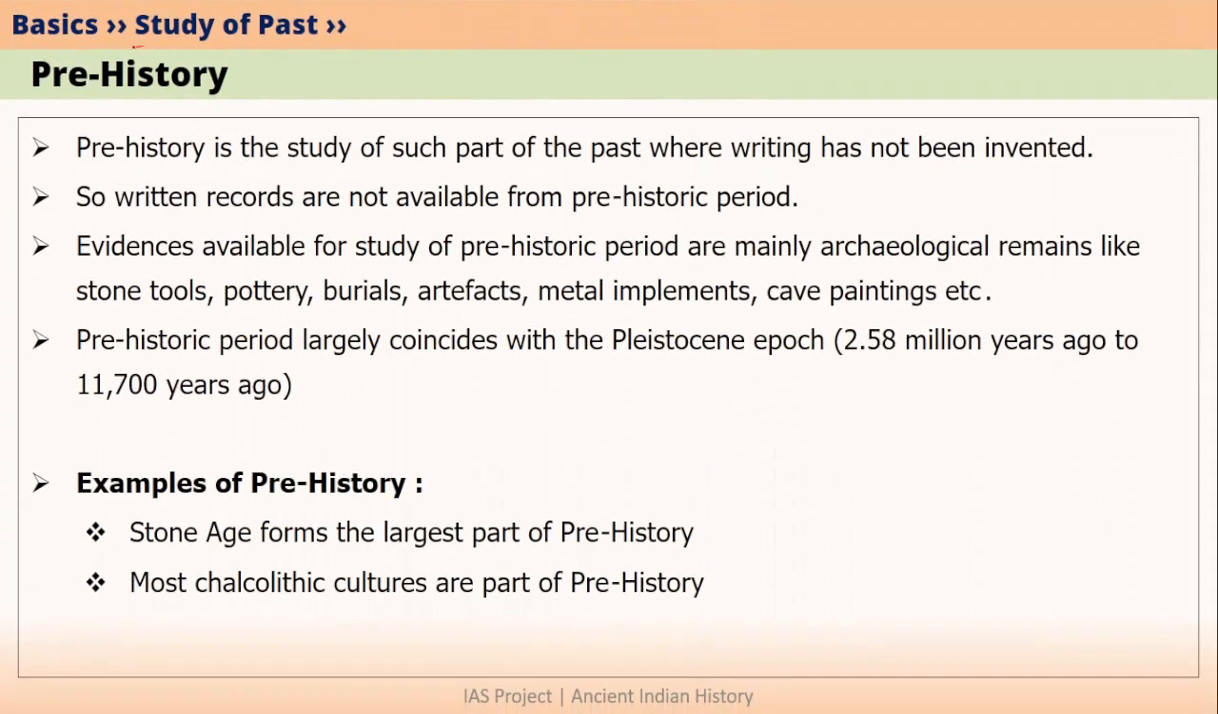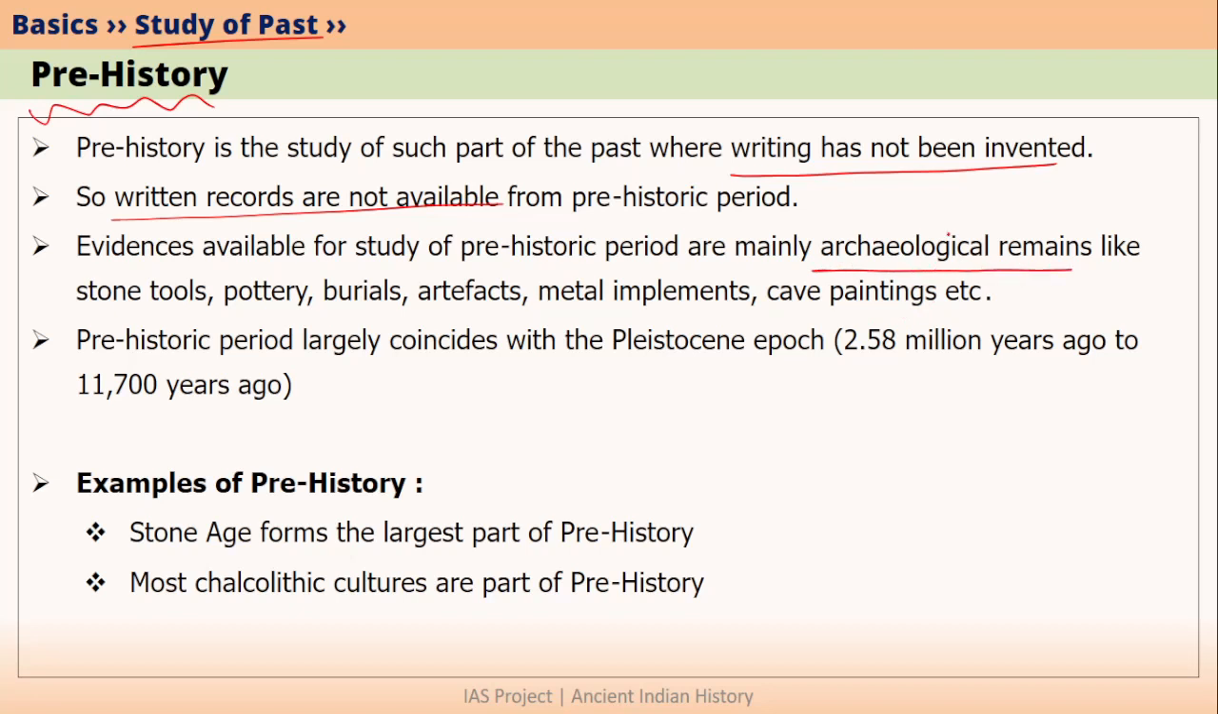So we have divided study of past into 3 parts. The first part is prehistory. Prehistory is basically a study of such part of the past where writing has not been invented. So, from prehistoric period, we do not have any written records available. That is why if we want to study about prehistory, we mainly use the help of archaeological remains.